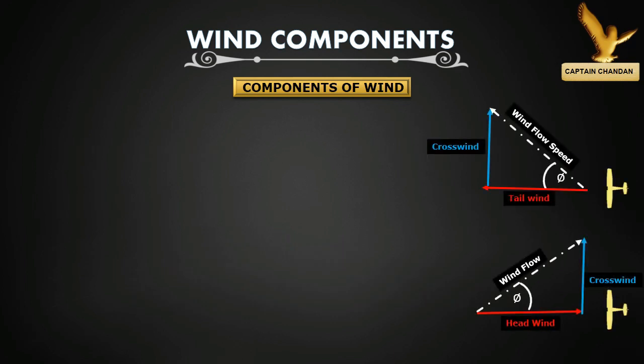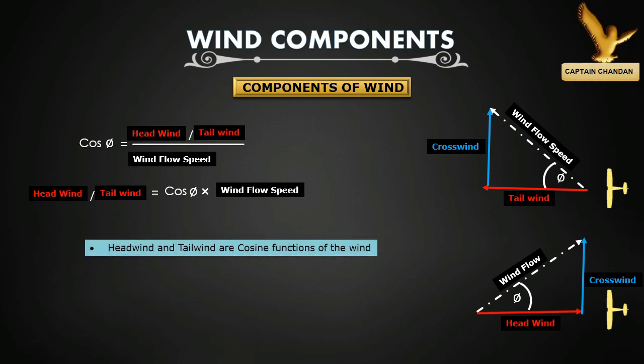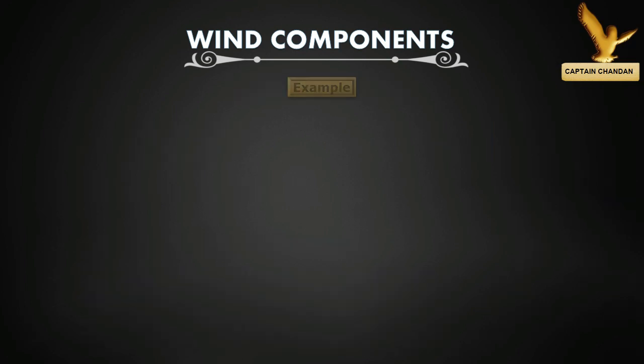Now we will see both diagrams. First diagram is tailwind and second is headwind. So cos theta equals base divided by hypotenuse. In both diagrams, cos theta equals headwind or tailwind, you can take any one, divided by wind speed. Now rearrange this. Headwind or tailwind component equals cos theta times wind speed. Headwind and tailwind are cos function of wind. Remember both formulas. This is important for DGCA, CPL and ATPL exam.